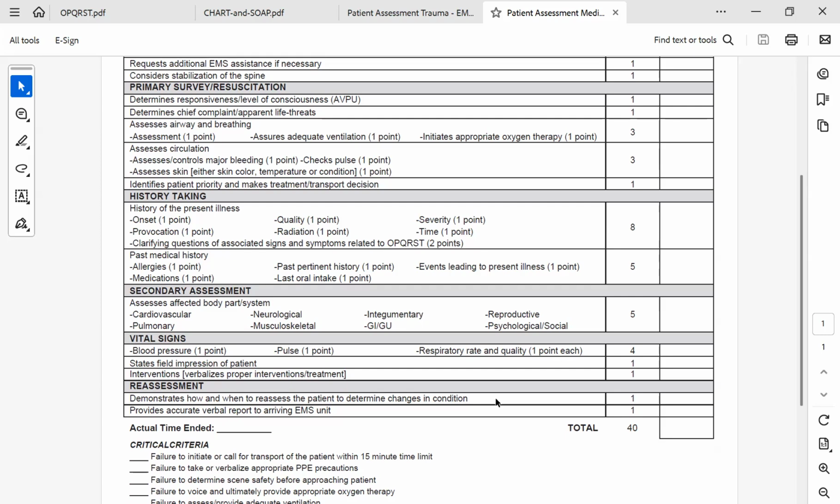So unstable 5, stable 15, and then when EMS arrives on scene, giving them accurate information of what happened, what's going on, what did you do, what are the last set of vitals, et cetera, what are the interventions that you did. So that's where it gets into medical and why all this stuff is important.